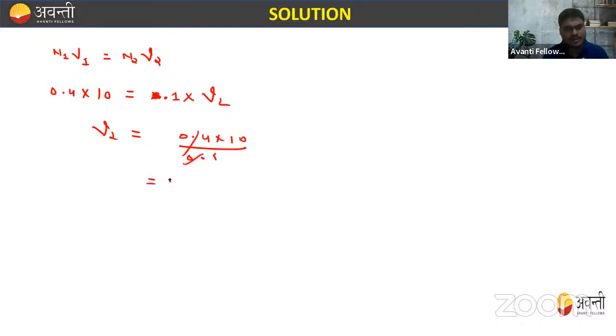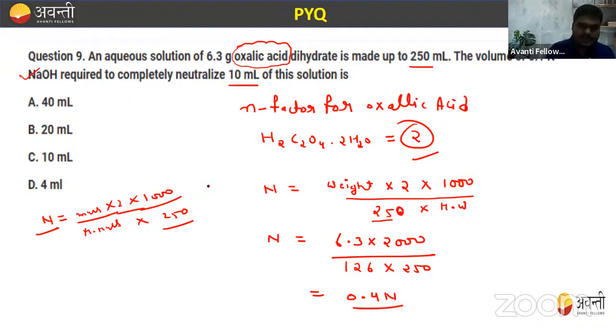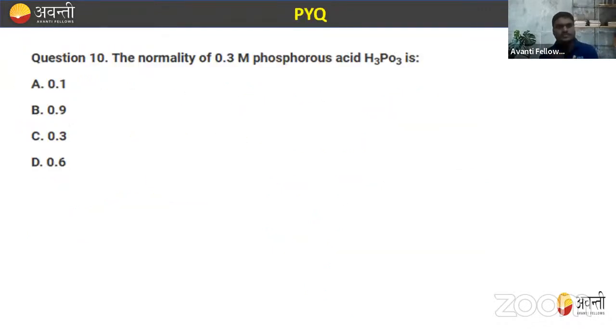So 4 into 10, that is 40. So 40 ml. So which is the correct answer? That is 40 ml, A. So A is absolutely correct answer for this question. ठीक है, समझ आ गया हो सबको?